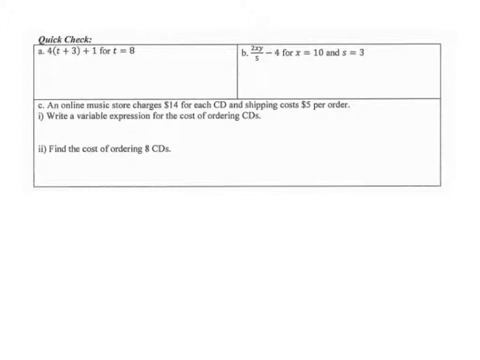Okay, more practice. To evaluate, we have to plug 8 in for t. So it's 4 times the quantity t, in parentheses, which is 8, plus 3, plus 1. So I do order of operations. 8 plus 3 is 11. So 4 times 11 plus 1. Remember, there's parentheses and no space. So it's 44 plus 1, which is 45.